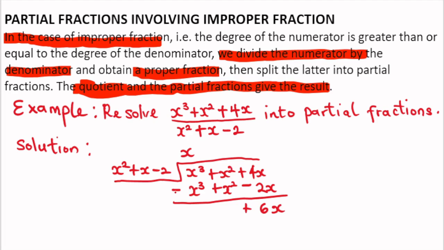x squared minus x squared is 0. x cubed minus x cubed is also 0. So judging from what we have on the screen, what we'll have as the remainder is 6x. So we are going to restructure what the question looks like. We should take note, the quotient, which is our answer, is x, and then the remainder is 6x.